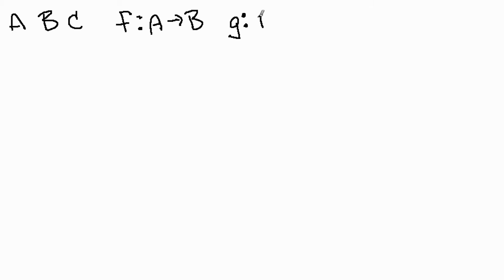Suppose we have three sets, A, B, C. And let us suppose that I have a function f that maps A to B. And let's suppose I have a function g that maps B to C. So why don't we draw a picture of this?